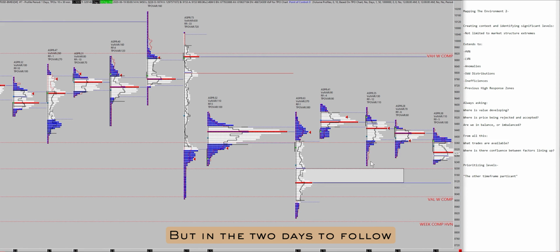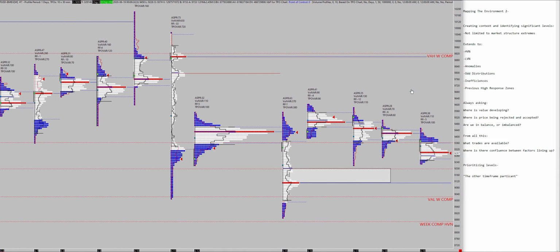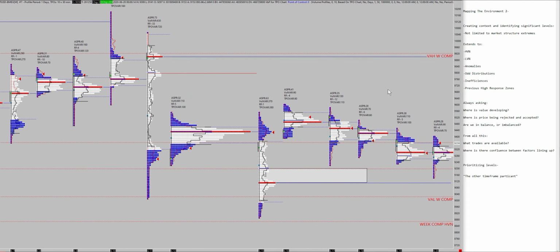But in the 2 days to follow, once you gain acceptance into a level that served to kick back price previously, it's more than likely you're going to break through this wick. It would be a wick, but it is in this case excess. So moving down, for the second time in the last 4 days, we in this case print an excess at the low. So we print a tail.